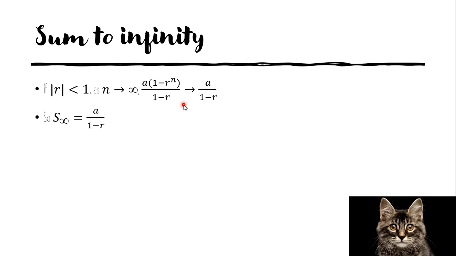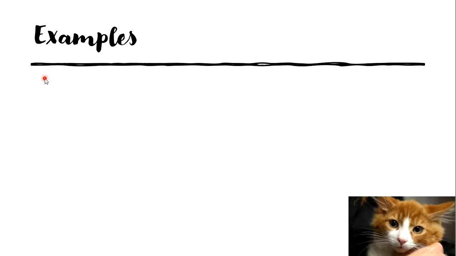If S of infinity is equal to a over 1 minus r, where the modulus of r is less than 1. If the modulus of r is less than 1, then r is between minus 1 and 1.